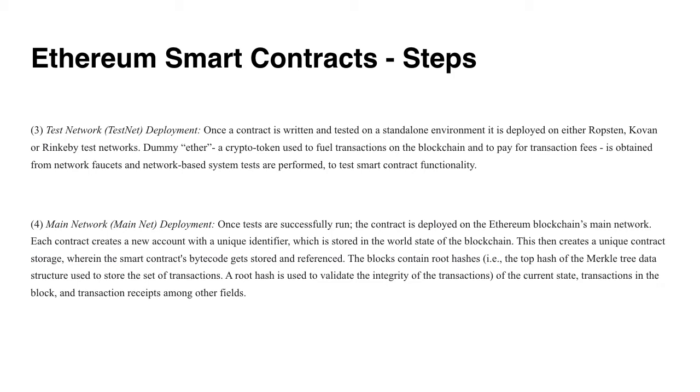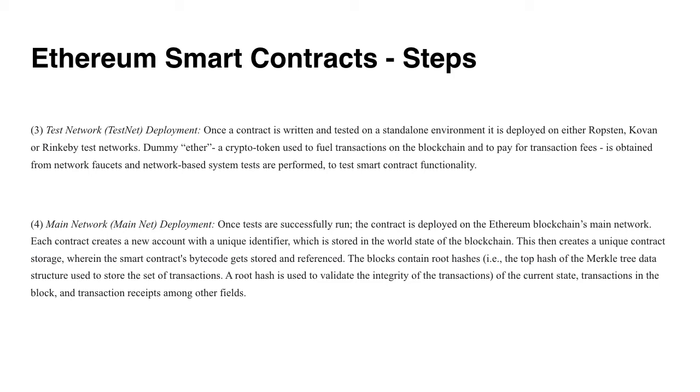So instead of directly launching it on the Ethereum virtual network, you launch it on the test network, or testnet. So once a contract is written and tested on a standalone environment, it is deployed onto either Ropsten, Kovan, or Rinkeby test networks. There are about five to seven different test networks. So what these test networks do is they emulate the Ethereum blockchain network, and they allow different types of decentralized app writers to come and write their contracts and test them out in a simulation.